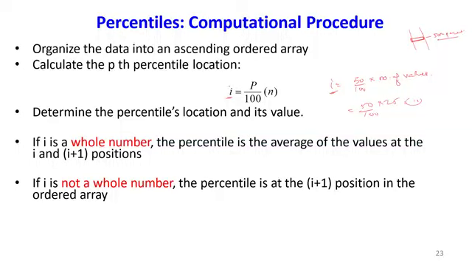So like this, with this formula, you can determine the percentile's location. If i is 10, then it is the 10th position. If i is 11, then it is the 11th position. And you go to that particular location in the data, to that particular value, and that would be your percentile value.